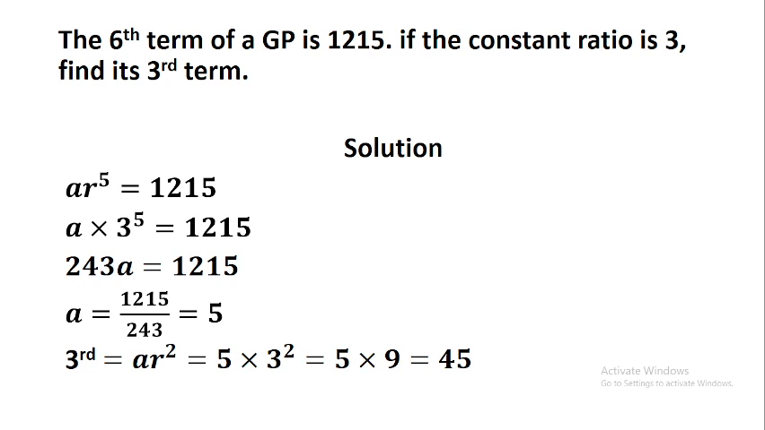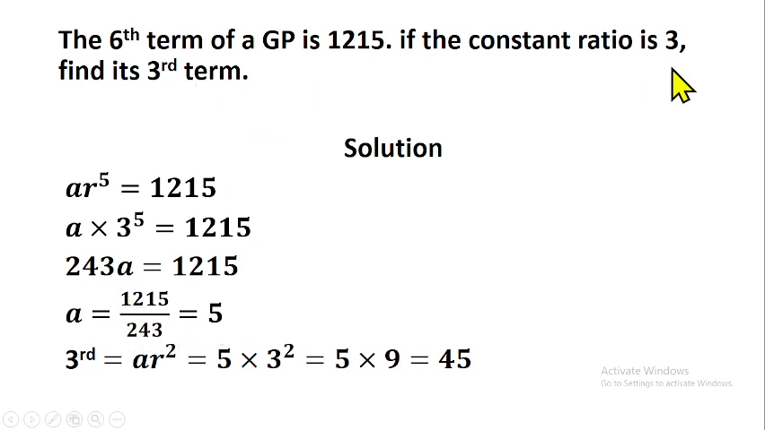That is ar raised to power 5. ar raised to power 5 is the sixth term of a GP. So that's what you're having here: ar raised to power 5 equals 1215. If the constant ratio is 3, that means our r is 3. So you have a times r raised to power 5 equals 1215. 3 raised to power 5 is the same thing as 243. Then times a will give us 243a equals 1215. So we can divide both sides by 243. Then our a will be equal to 5.